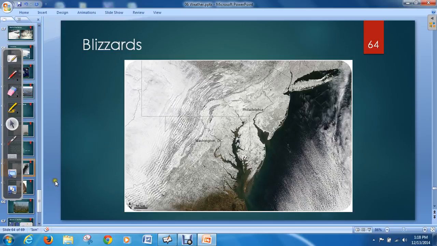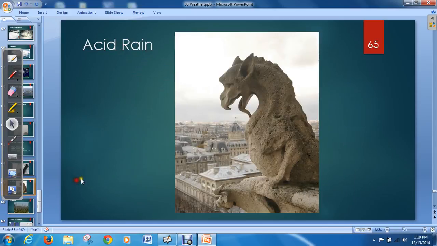All right, so that is it for storms. The last thing we want to talk about really isn't a storm, but it's a weather phenomenon that we want to be aware of. It is becoming more and more important over the past couple of years, and that is what we call acid rain. Okay, so acid rain is what it sounds like.